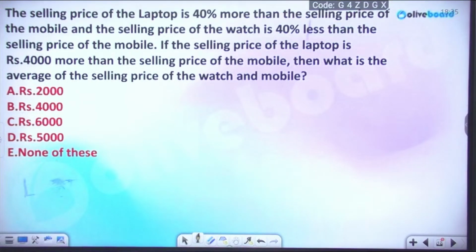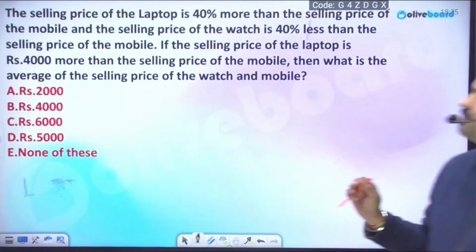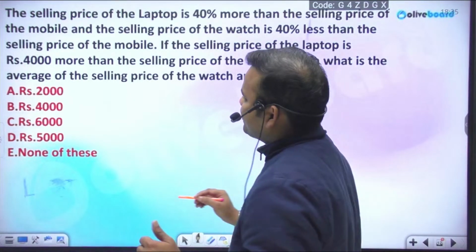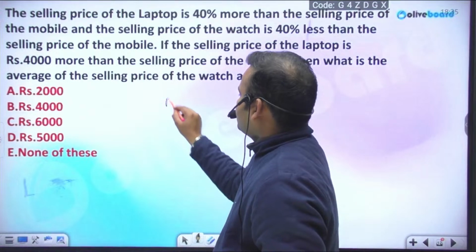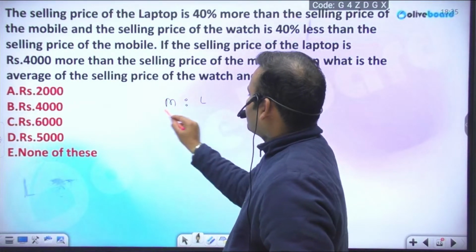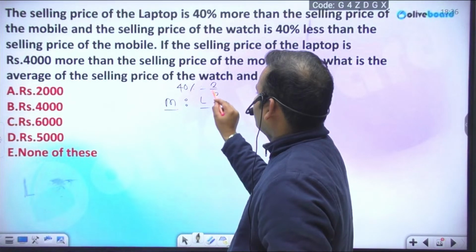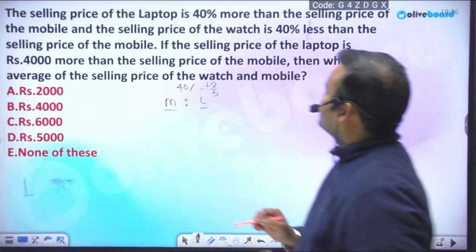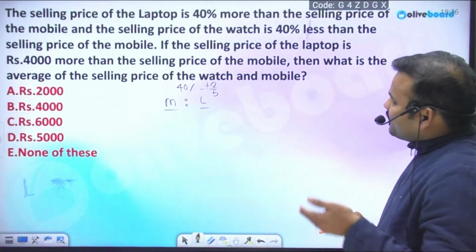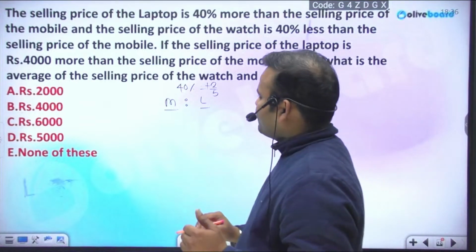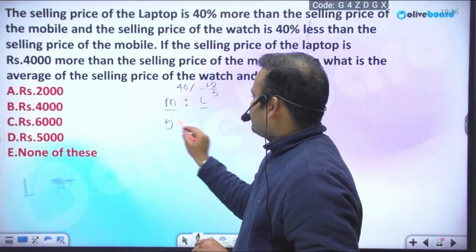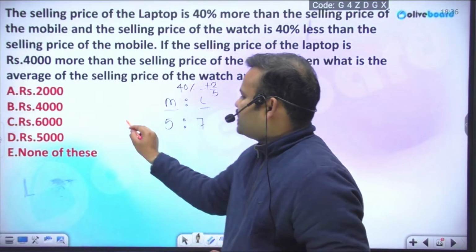These are all previous year questions. The selling price of the laptop is 40% more than the selling price of the mobile. Okay. This is mobile and this is laptop. 40% is 2 by 5. 40% more means positive. The selling price of the laptop is 40% more than the selling price of the mobile. So if this is 5, the laptop will be 7. So this is the ratio of selling prices.